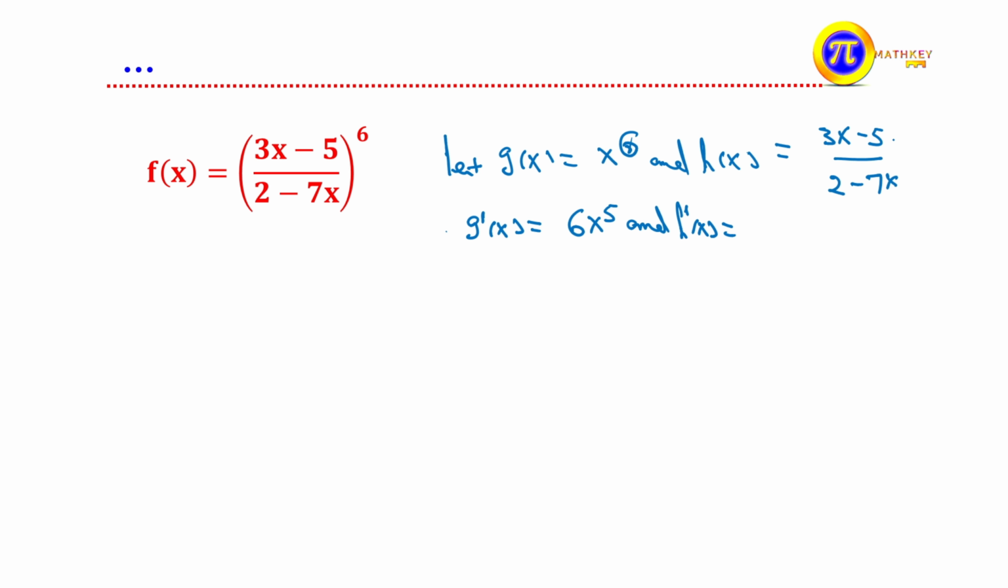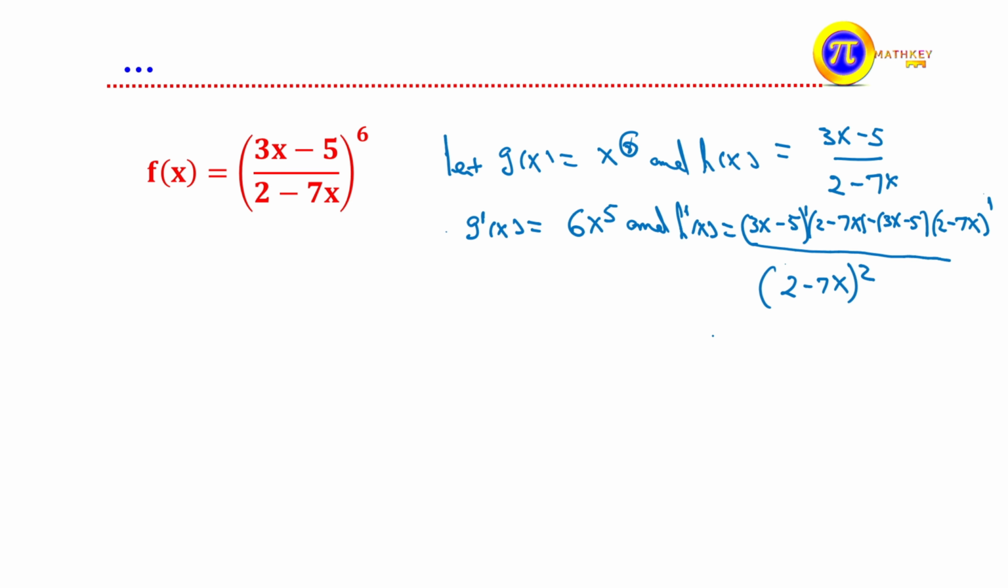We apply the quotient rule: derivative of the numerator times the denominator, minus the numerator function times the derivative of the denominator, the whole divided by the square of the denominator. This means the derivative of 3x minus 5 times 2 minus 7x, minus 3x minus 5 times the derivative of 2 minus 7x, the whole divided by the square of the denominator, 2 minus 7x, the whole square.